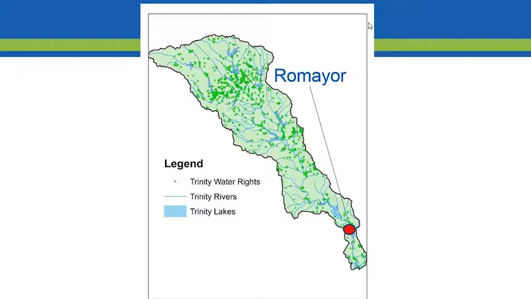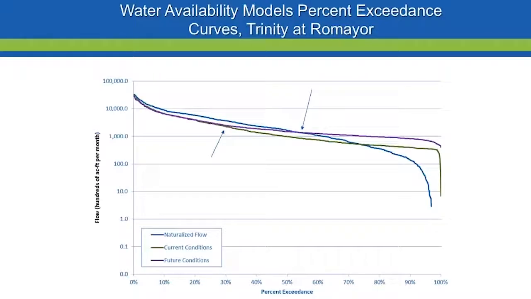The Romare gauge, below Lake Livingston, is a little bit different of a driver. Same concept here. For the future conditions, from about the 50th percentile onwards, you have more water than the naturalized flows. A lot of this has to do with the fact that it's below Lake Livingston, and a lot of these releases have to do with the water that's sent from Lake Livingston down through the Siwa Canal to the city of Houston. So again, artificially elevated base flows.